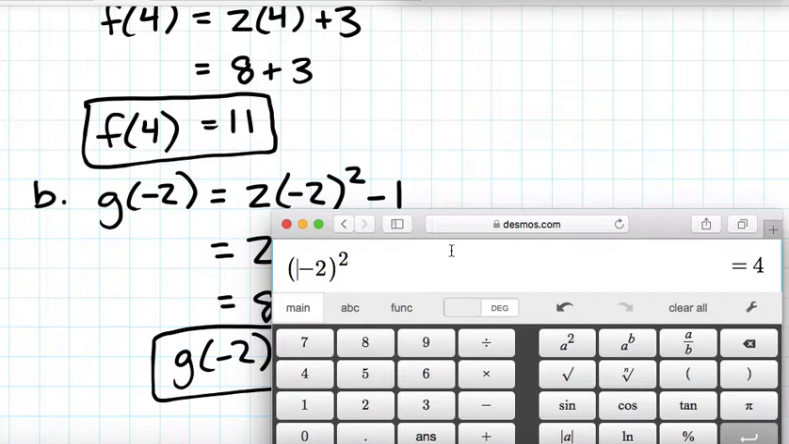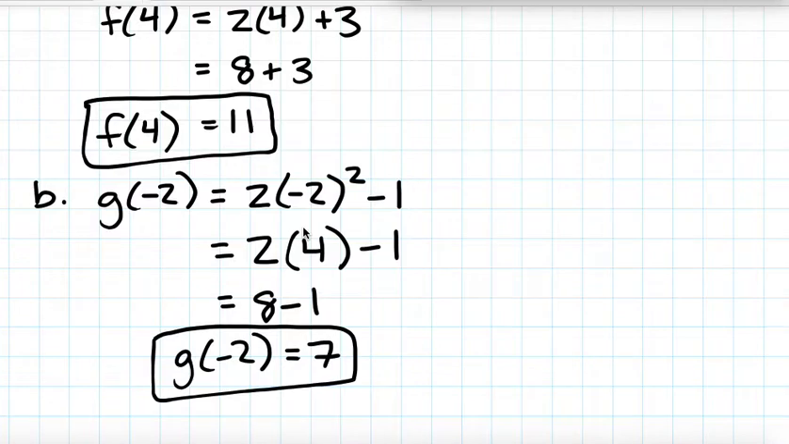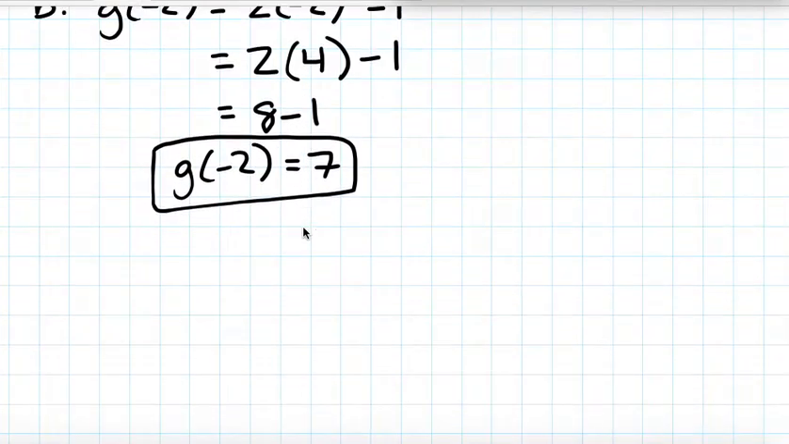You can also just type everything in all at once. So if I were to type in 2 times negative 2 squared minus 1, it's going to give me that correct answer of 7. And you can do it this way, or you can do it by hand. It kind of just depends on what you're comfortable with when it comes to using calculators. So that's part B.